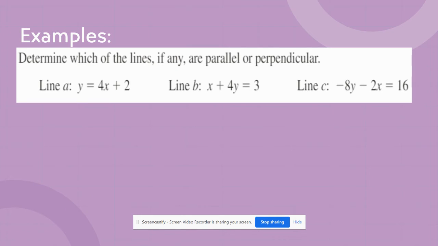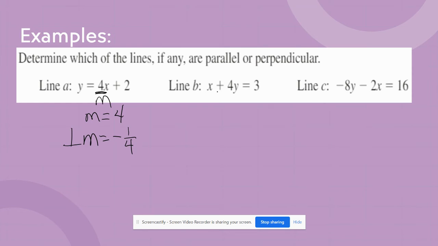All right, let's try a couple. Remember, the key is to find the slope. So line A is in slope-intercept form, which means the given slope is 4. So if our slope here is 4, the perpendicular slope would be the opposite of positive 4, which is negative, and the reciprocal or flip of 4 is a 4th. So we'd be looking for negative 1/4.